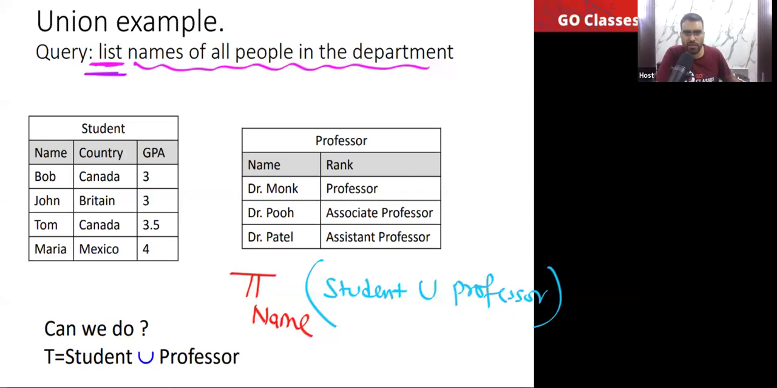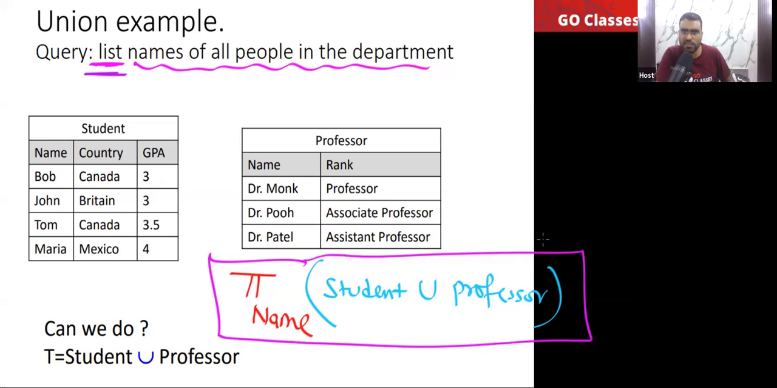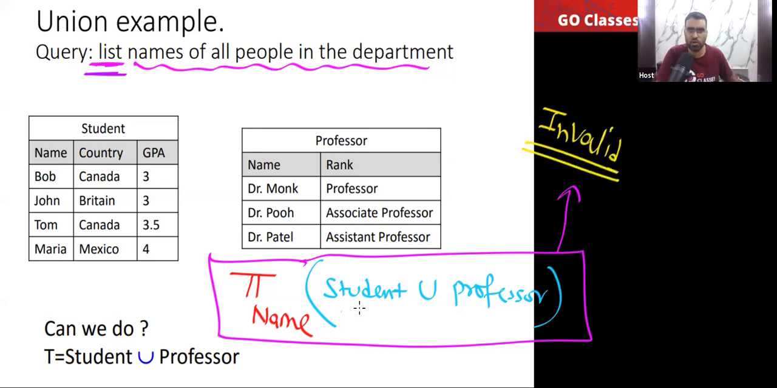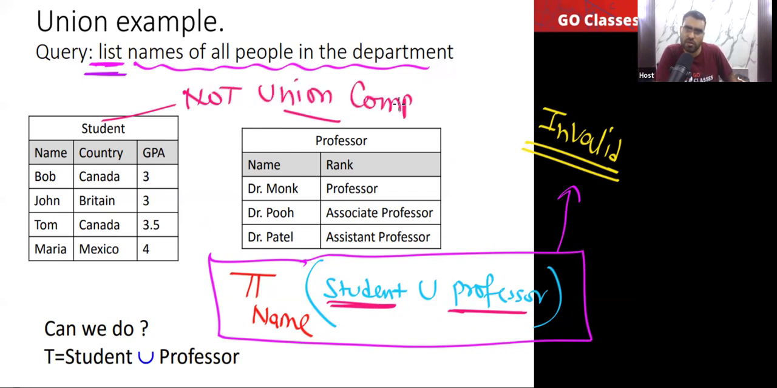No, I cannot do that. This is invalid. Okay, why is this invalid? Tell me why this is invalid. I cannot do that because student and professor are not compatible. So I cannot do union. They are not compatible, right? Yes or no? You can see they are not union compatible. Because they are not union compatible, I cannot do their union. So these are invalid queries.